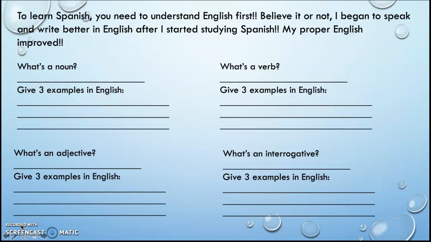Bueno. So to learn Spanish, you'll need to understand English first, right? So we're going to be in English class for a couple minutes, okay? So believe it or not, I began to speak and write better in English after I started studying Spanish. Both languages improved. So what is a noun? What is an adjective? What's a verb? What's an interrogative? So if you could pause the video and please answer these 4 questions and give 3 examples of each in Inglés. Pause the video now, por favor.